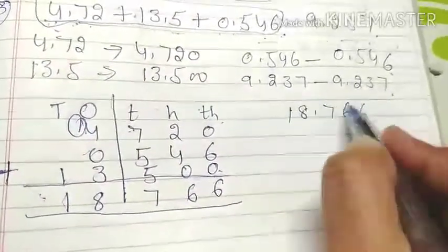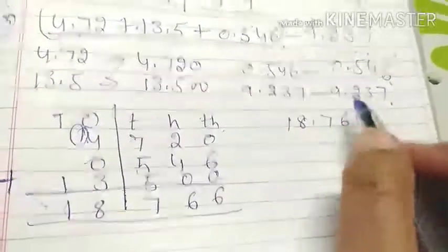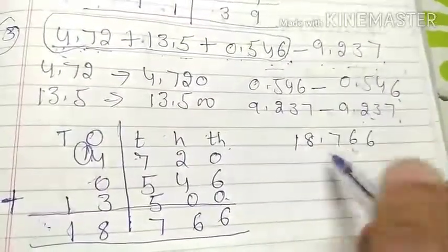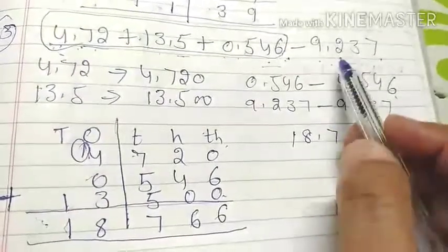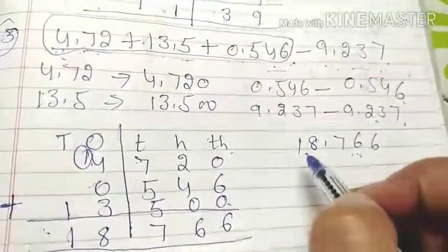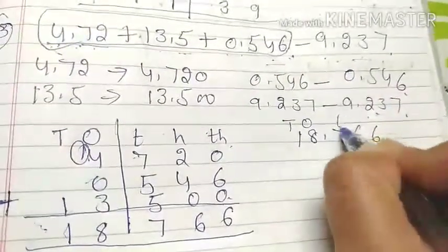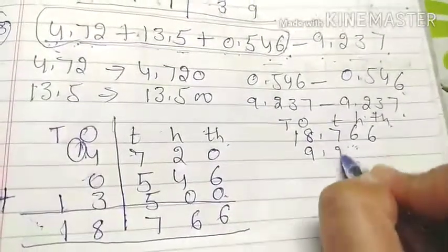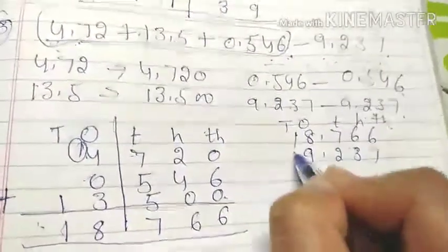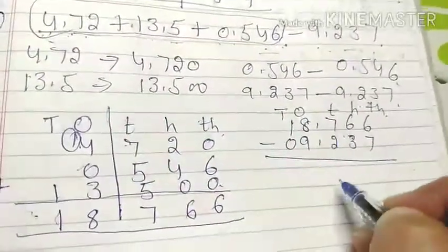But now I want to subtract this one. First I will check, is it the same like decimal? Yes. Which is the subtraction number? For subtraction, if it is a like decimal number, I arrange it in the same places: tens, ones, tenths, hundredths and thousandths, like 9.237, and the missing number is considered as 0. So now I go with the subtraction.